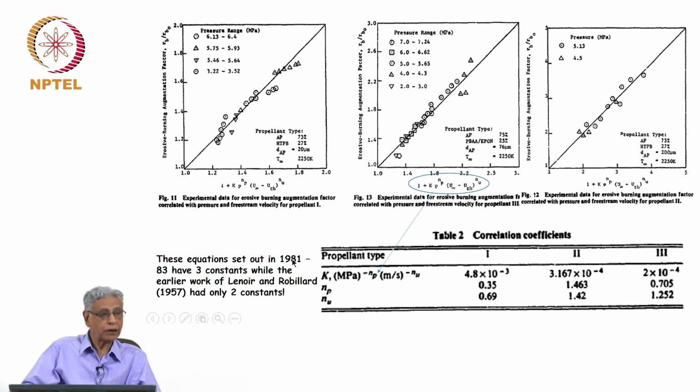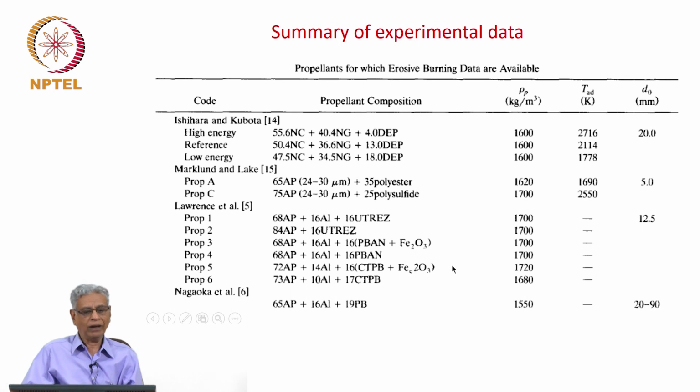These equations were set out in the 1981-83 period. They have 3 constants, whereas in fact the earlier work of Lenoir and Robillard had only 2 constants. So, we hope that increased understanding reduces the constants, not increases them, and you discover that is what is happening in these studies. I put together the data from various sources, from Japanese work, early work of Marklund and Lake, and several other people from the US and Japan and so on.